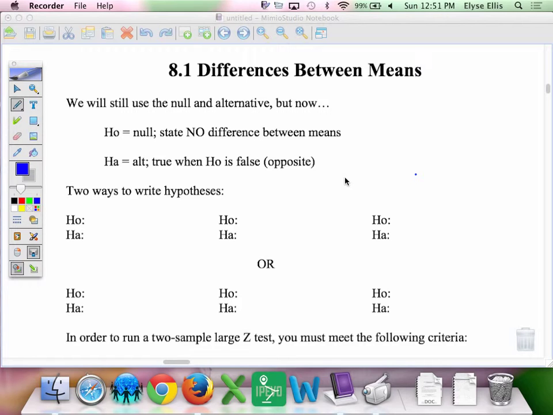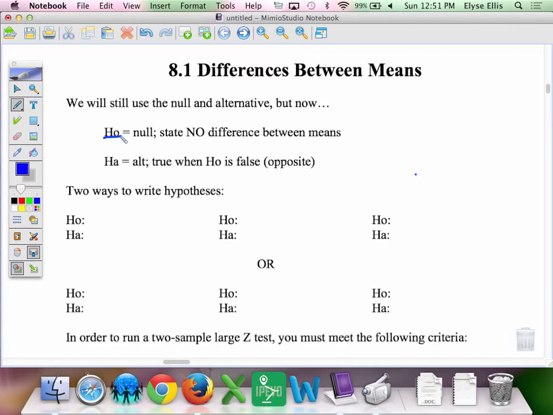To start off with, you're still going to use your null and your alternative, but now your null, H0, remember, it states that there is no difference between the means. No difference. This is still all of your equal parts. So you are still going to see your equals, less than or equal to, greater than or equal to symbols. The alternative, your H sub A, is pretty much the opposite. So this stuff does have differences, so they are not equal, less than, or greater than. There is some sort of a difference.